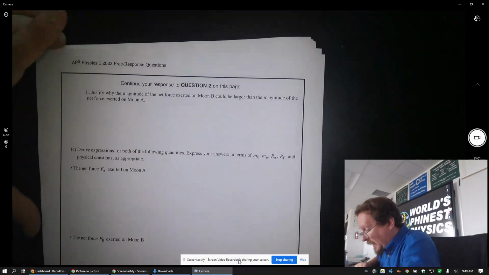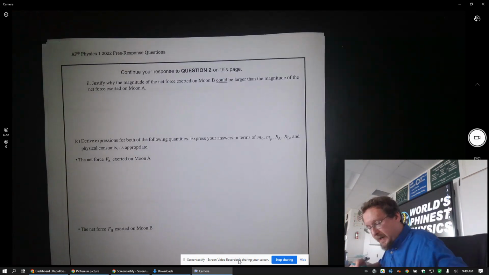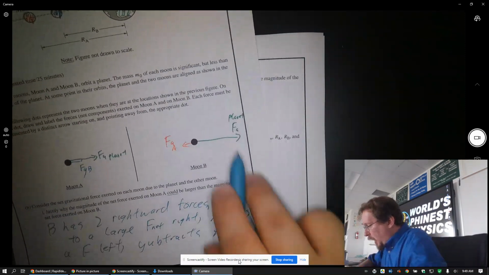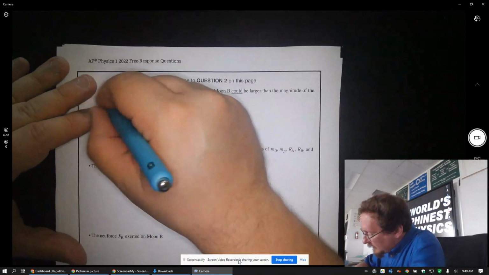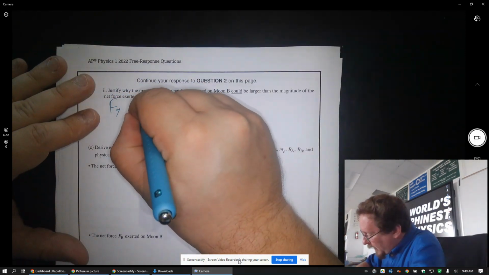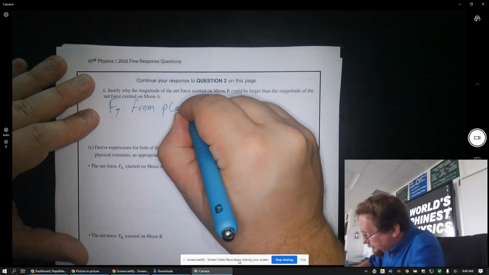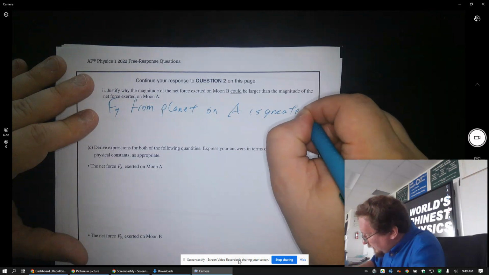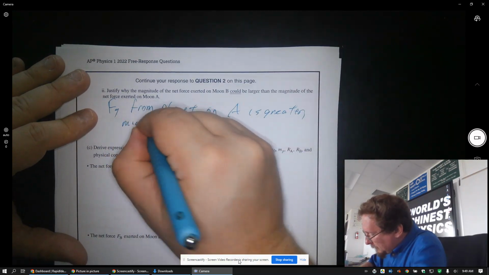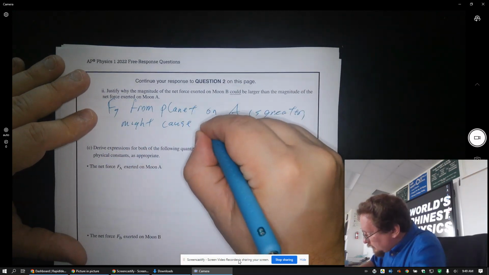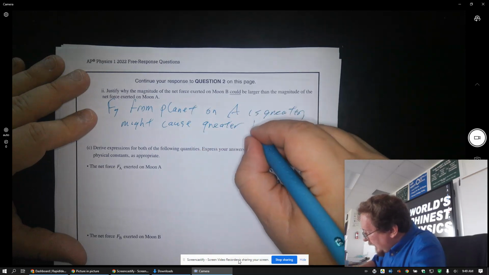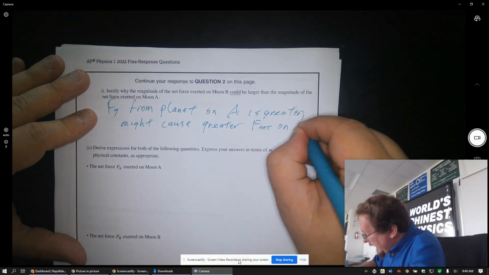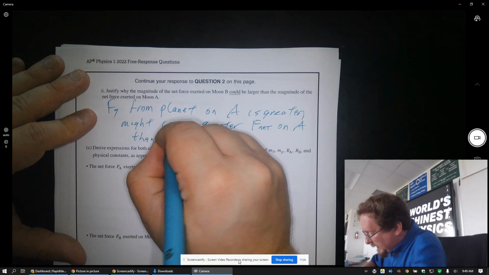All right, justify why the magnitude of the force on Moon B could be bigger. Oh, because it has a bigger force of gravity. So the force of gravity from the planet on B is greater, so that might cause greater F net on B than on A.